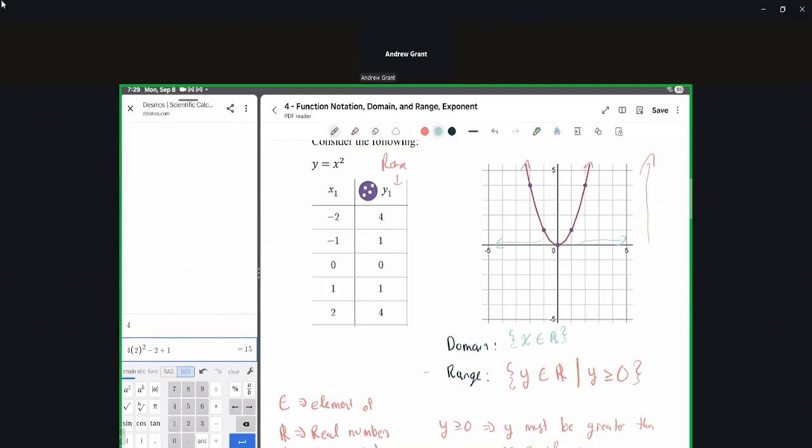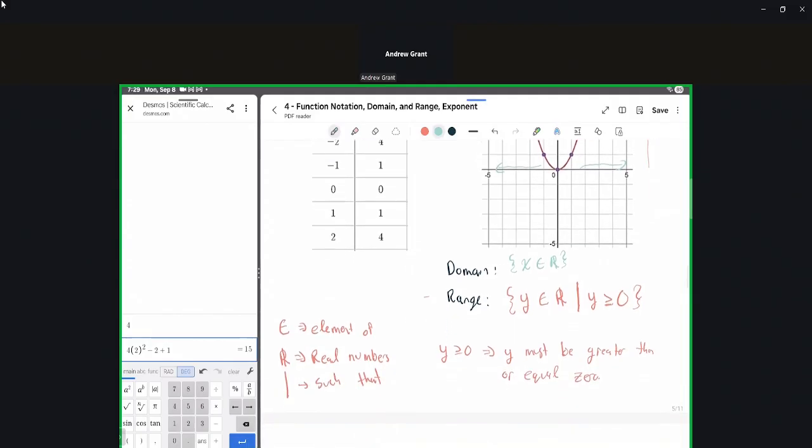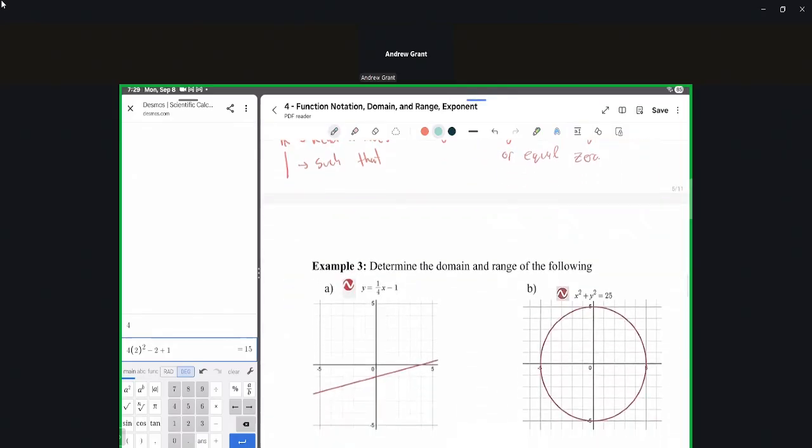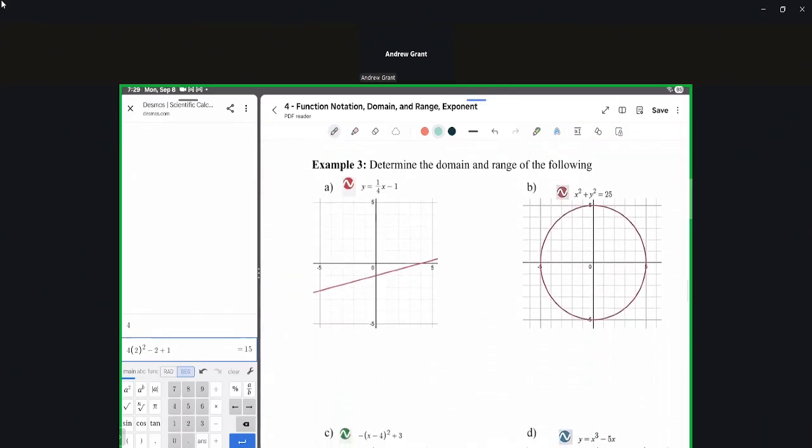So let's have a look at these to kind of see what these look like in action. So we're going to determine the domain and range of the following. So for y is equal to 1/4 x minus 1, this is a line. And the line just kind of continues forever, going up and down. So it will eventually get to all x values and all y values. So we say the domain D will be x can be whatever you want.